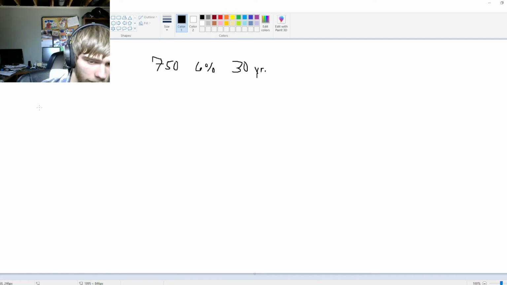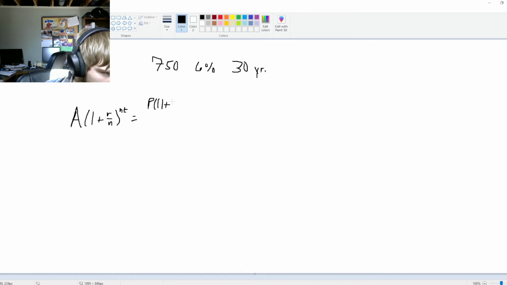Okay, so if I recall, it is A times (1 plus R over N) to the NT equals P times ((1 plus R over N) to the NT minus 1) all over R over N. Same thing here, 2 parentheses, I always forget that. This is a parenthesis, not a 1. Let me make sure you guys can see that, yep.